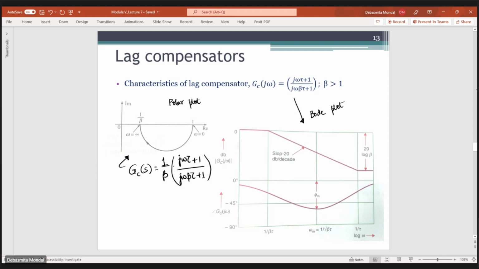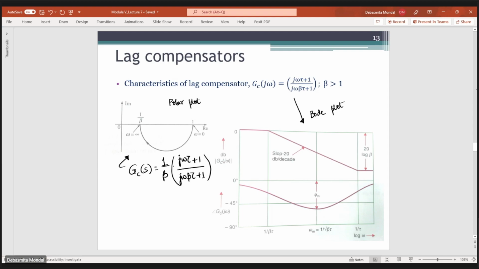Drawing the Bode plot, at the corner frequency omega equals 1 by beta tau, till that point there was a 0 dB line, and at this point there is a pole, so you will have minus 20 dB per decade. At 1 by tau you have a zero, so its contribution will be plus 20 dB per decade. Previously it was minus 20 dB per decade, now an addition of plus 20 dB per decade has been made, so overall the slope gets cancelled out and you end up with a zero slope, a straight horizontal line. So this is the Bode plot for the lag compensator.